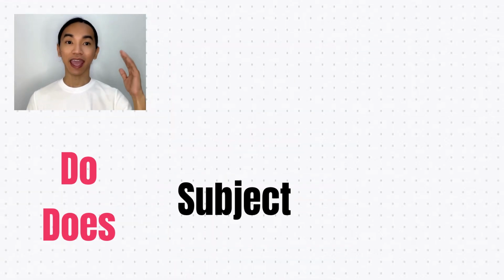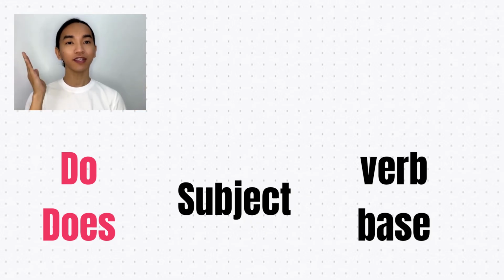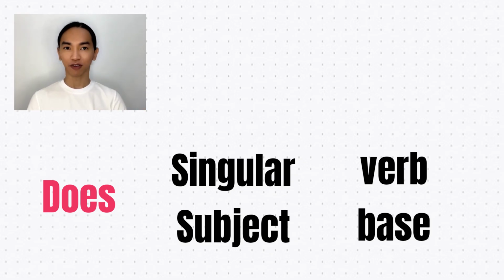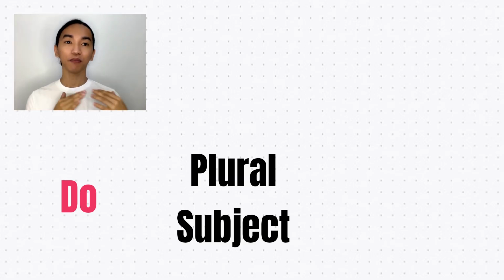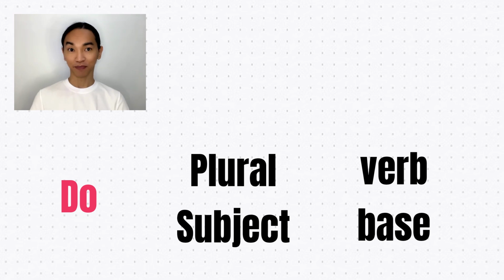Let's talk about the question form. When you are asking questions in the present simple tense, you just start your question with do or does, and then your subject and your verb in base form. Do, does, subject, and then base form. Again, you have to look at your subject if it's singular or plural. If it's singular, you start with does: does, singular subject, and then verb in base form. And if it is plural, then you have to use do: do, plural subject, and then verb in base form. Okay?